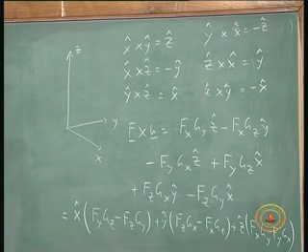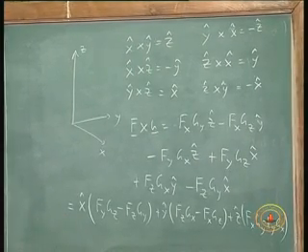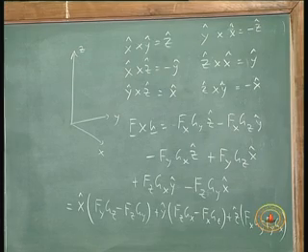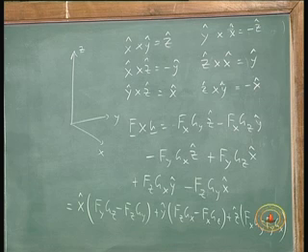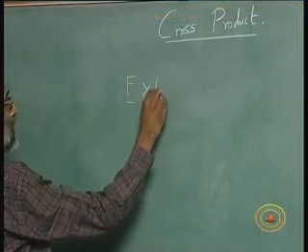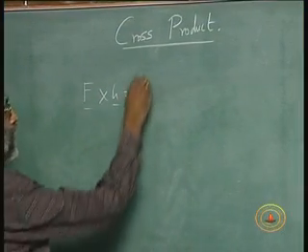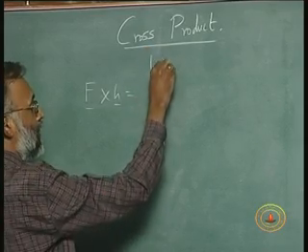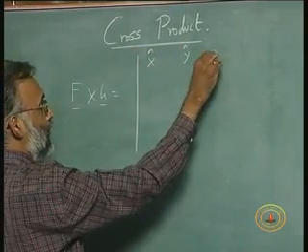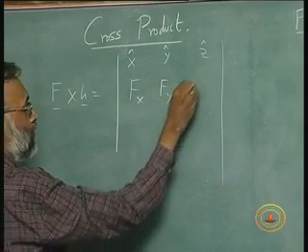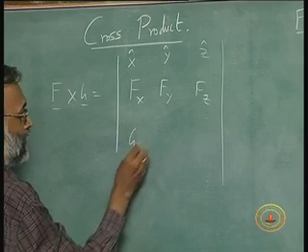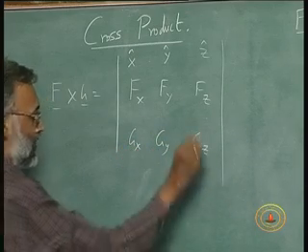Now, all this algebra was in order to get this expression, because when we look at this expression we recognize it immediately. This is nothing but the determinant. So, you can write the determinant form of cross product. You can say f cross g is equal to the determinant x hat, y hat, z hat, fx, fy, fz, gx, gy, gz.